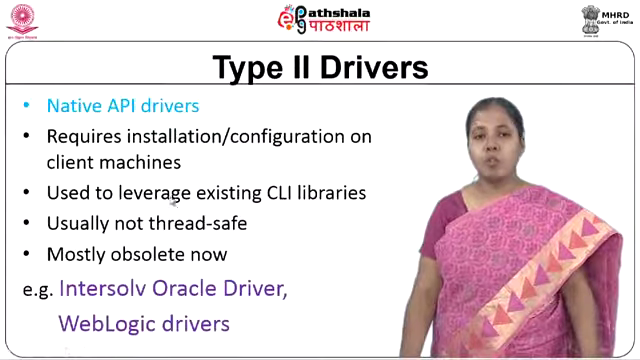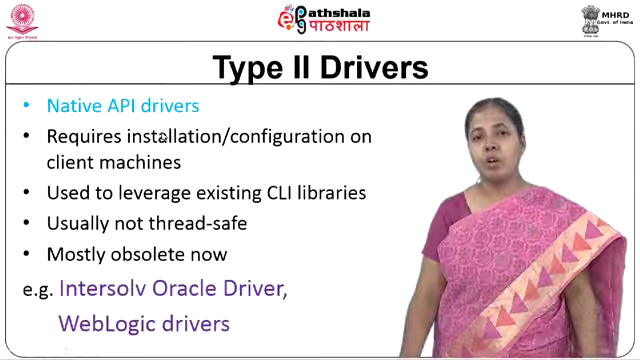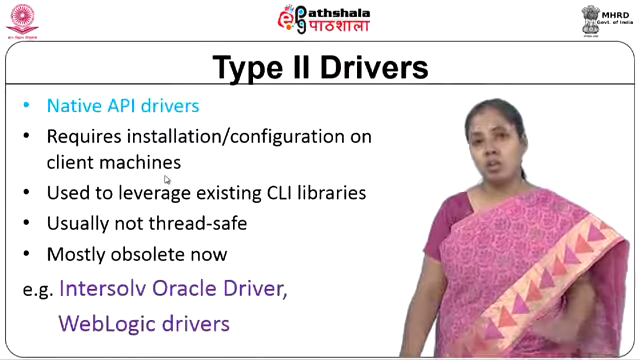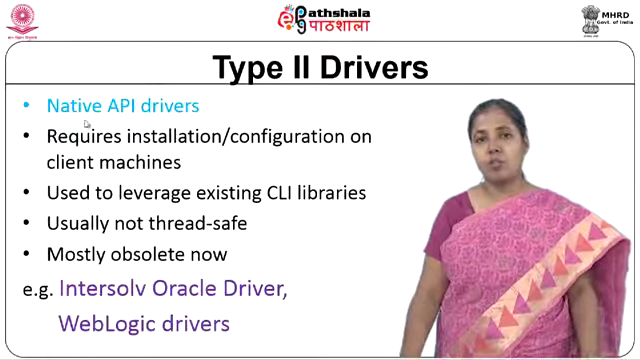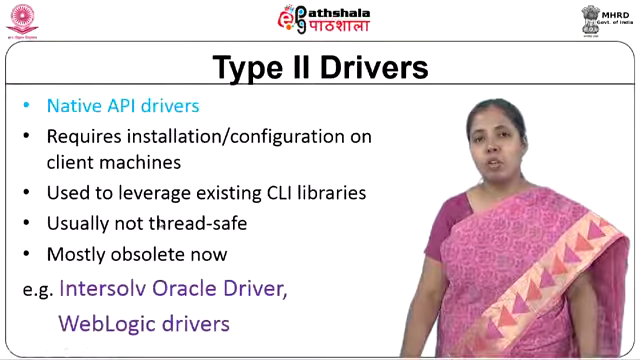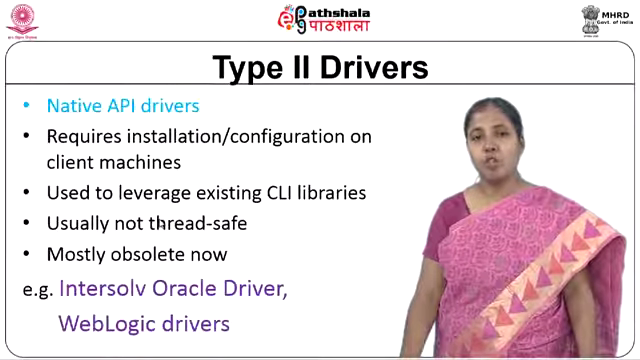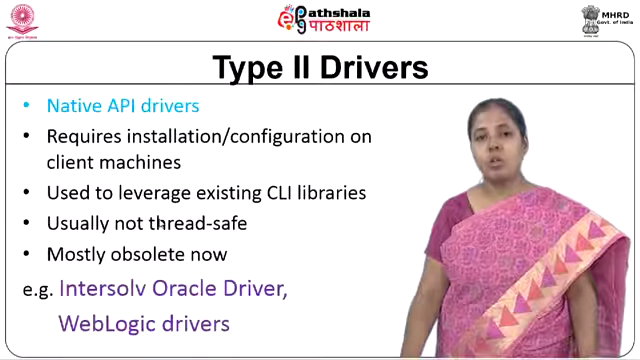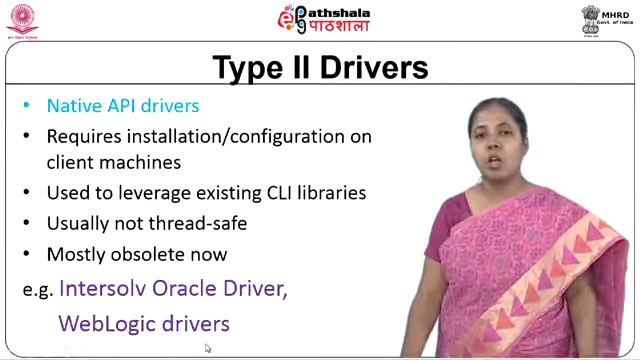And type 2 drivers are normally called native API drivers. This would normally convert the JDBC function calls to C or C++ function calls, so it is called a native API driver. This also requires installation or configuration on the client machines, and it is used to support existing CLI libraries. But usually it is not thread safe, and it is mostly obsolete now. As an example, type 2 drivers would be like the Intersolve Oracle driver or WebLogic drivers, which are nowadays obsolete.